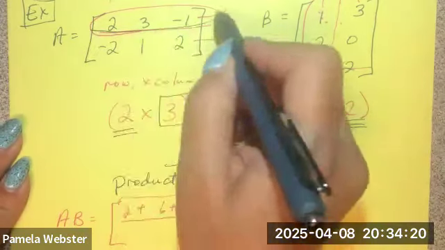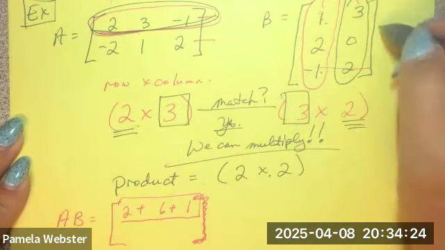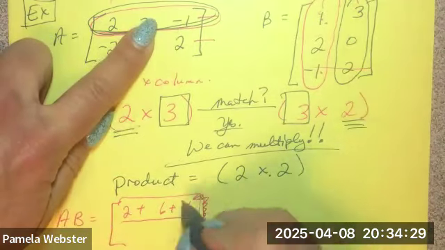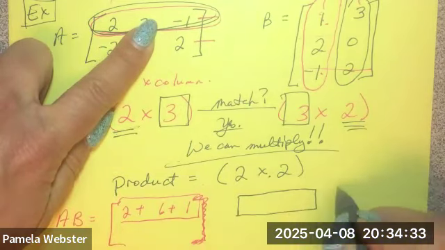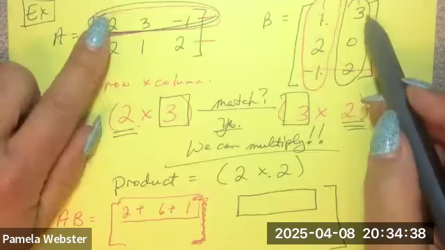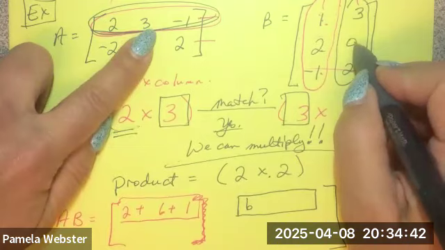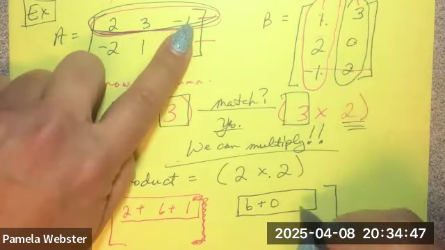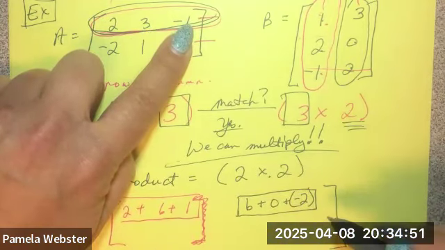It's okay. First row times second column, right? First row times second column. Where's the answer for this? It's going to be in the first row, second column. It's going to be right here. And I'll show my math right there, so I'll have space. Okay. So let's do it element by element. 2 times 3 is 6. 3 times 0 is 0. -1 times 2 is -2, right? We'll come back and simplify this in a minute.